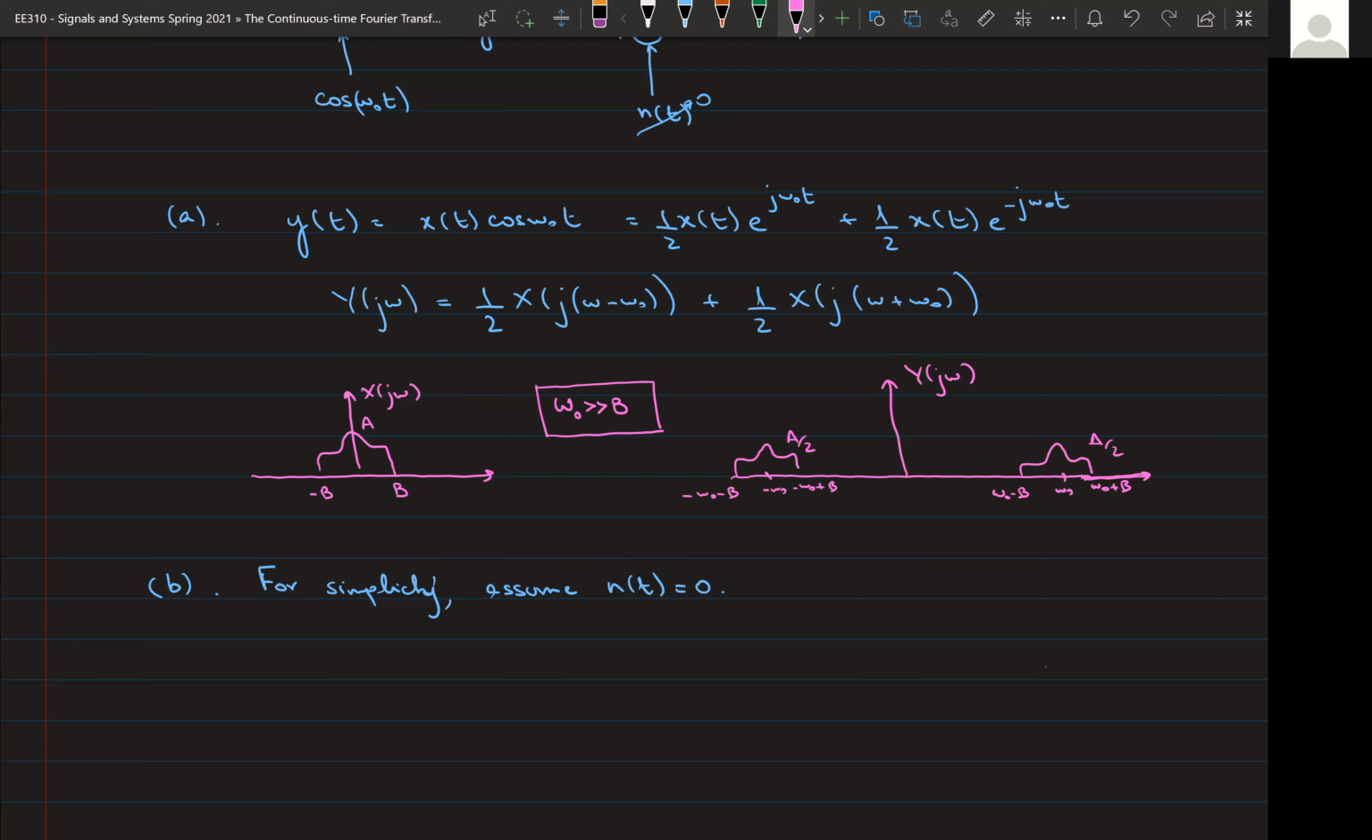It could have been on the opposite side. Omega naught minus b would have been on the positive side. Good, if b were larger. Right, so they might have been overlapped in the two copies.